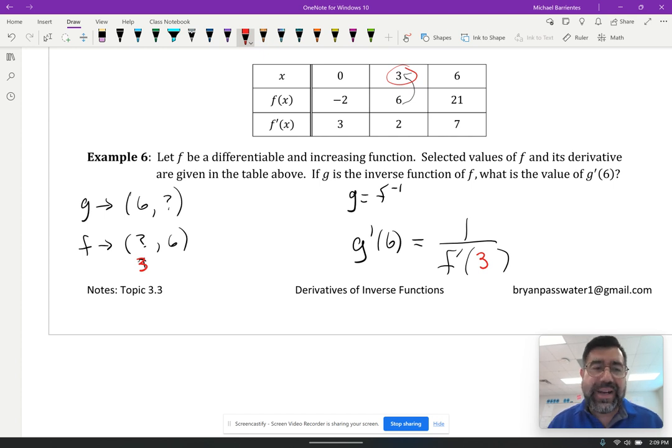All we're doing is looking for the derivative of the original function, evaluated at the point that we're talking about, and then taking the reciprocal of that. So that's why I have 1 over, because I'm flipping it over, 1 over f prime of 3. Oh, but we know f prime of 3. When x is 3, f prime is 2. So therefore, my answer is 1 over 2. And that's it. We found the answer.